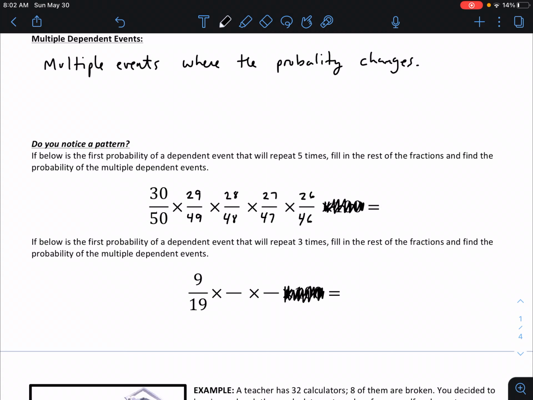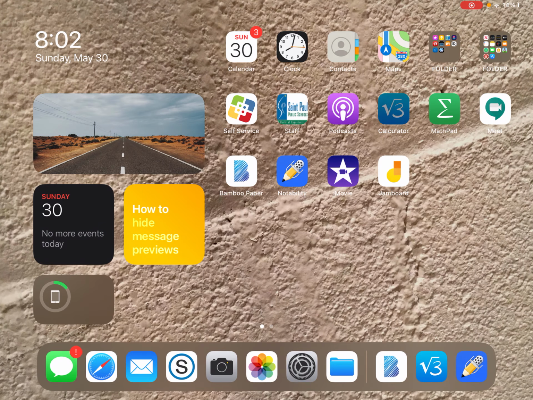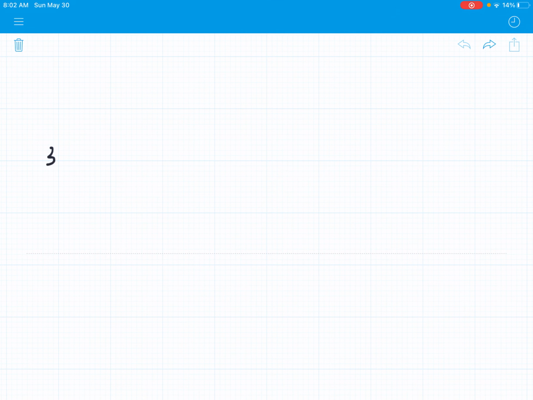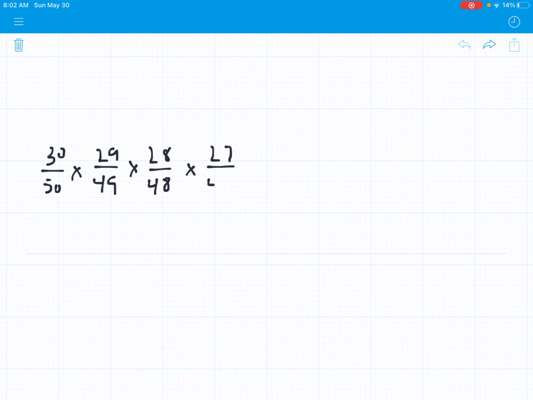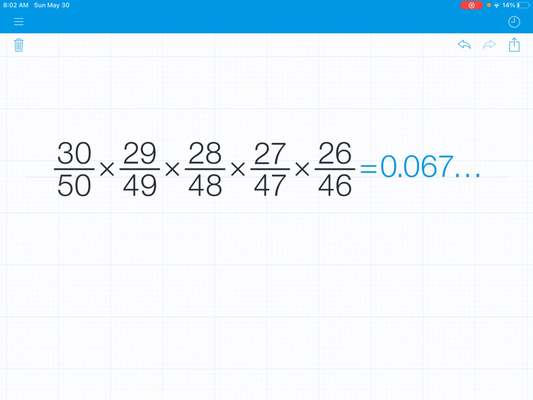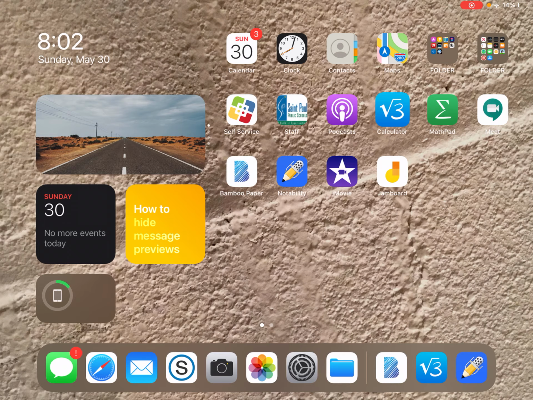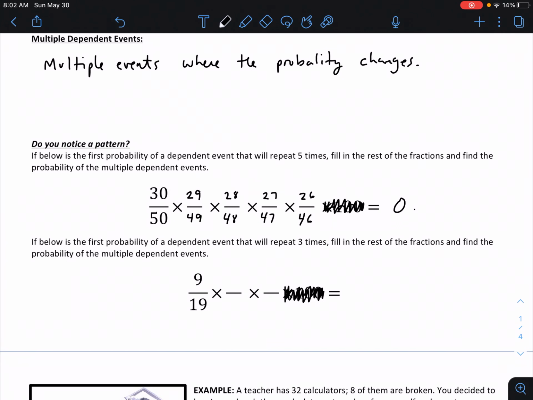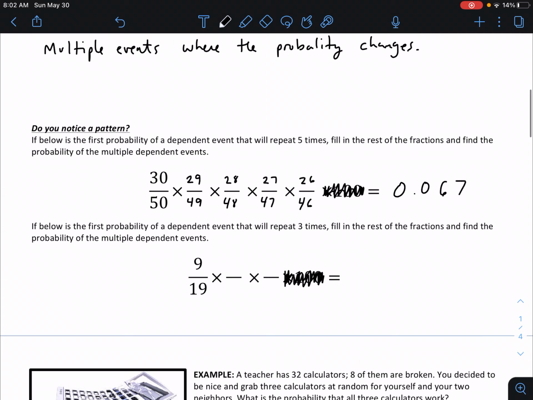Okay, so let's go over to our handy calculator and see if we can do this. All right, so we have 30 over 50 times 29 over 49 times 28 over 48 times 27 over 47 times 26 over 46. I think that was it. Did all the numbers? Yes, they're all good. 0.067. All right, so we have 0.067, and if we move the decimal 2 places, 6.7%.